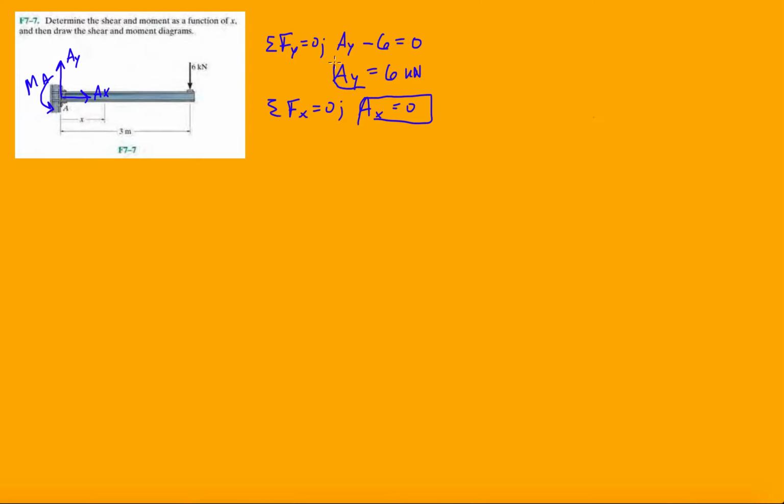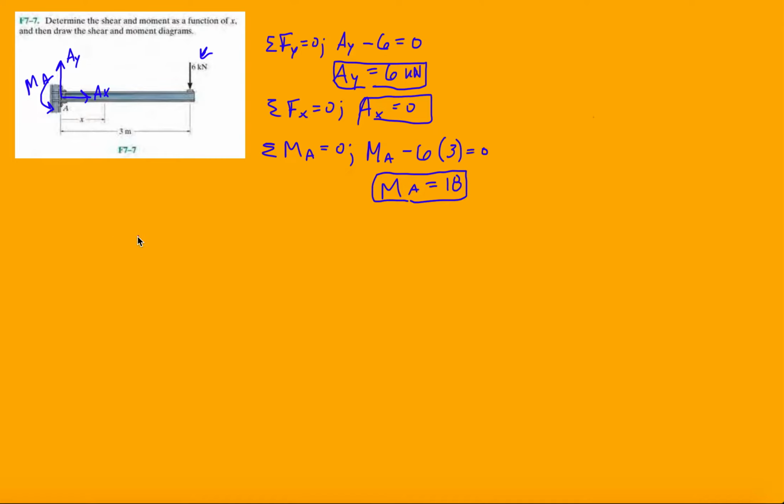So we have this and this. And then we're going to have a moment equation. Let's sum moments about A. I drew a moment at A in the counterclockwise direction, so I'm going to say MA. And then the 6 kilonewton force over here is going to cause a negative moment, 6 times 3, which means I have a reaction moment of 18. Okay, so now I've got my reaction forces.